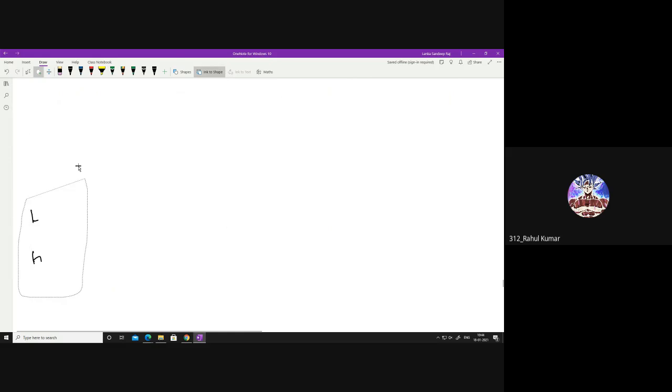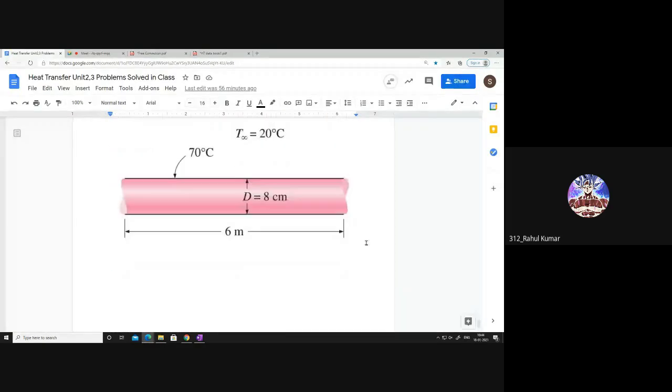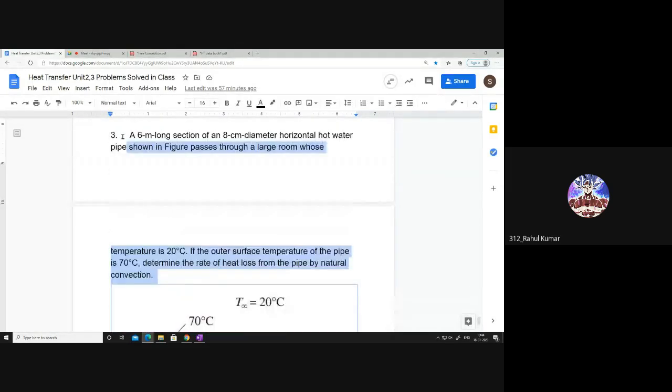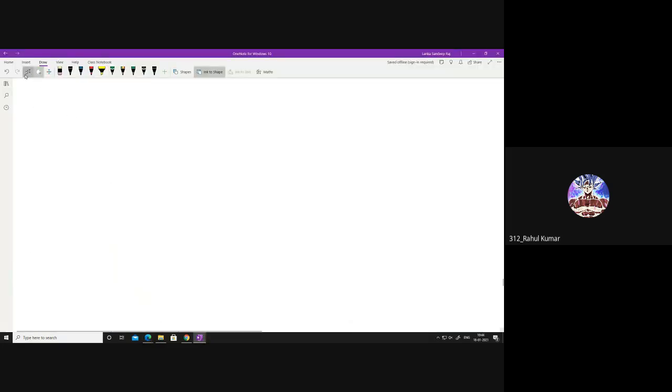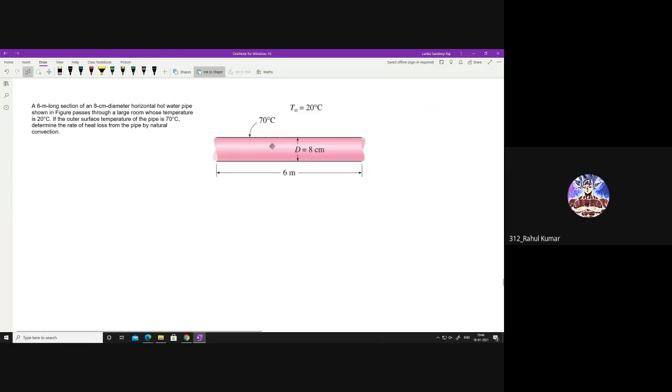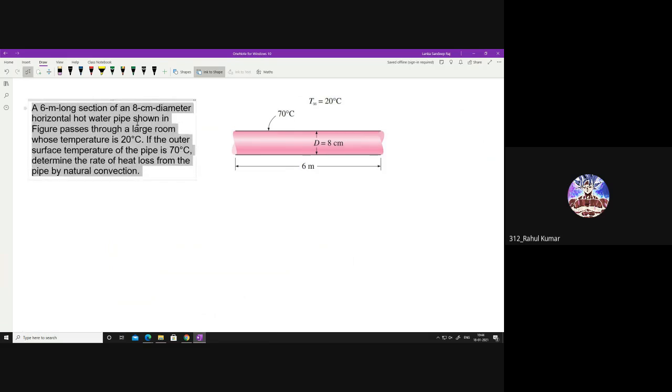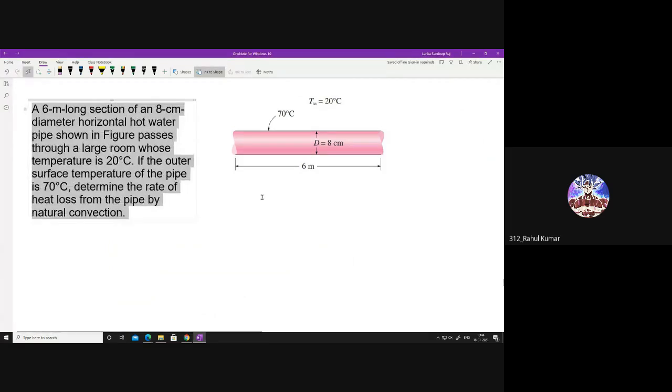So let's move to the next problem. We're done with that. The next problem is here. So here you have one more problem. This is again a different kind of case.